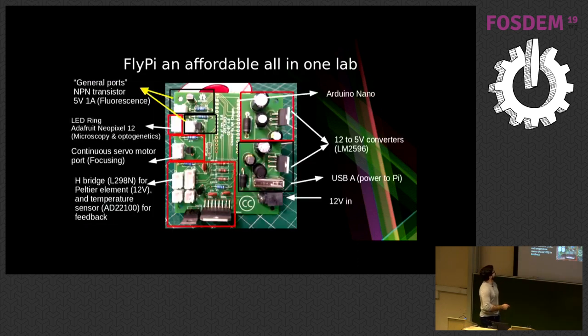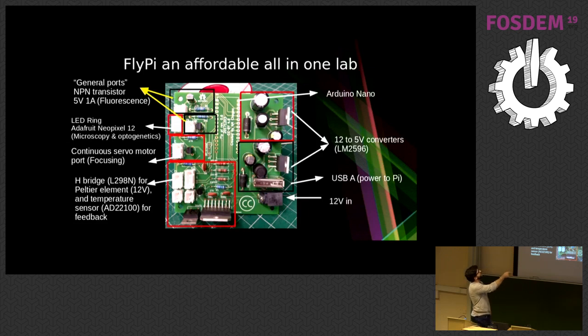This is how the PCB looks. It's basically a bunch of modules. You have 12 volts in. Then you have two power converters, one for the Raspberry Pi, which you can power from this USB exit here, and one for all of these other devices on the side. Here you can put in your Arduino Nano. This is an outdated version of the board, because it's not CC BY anymore for the hardware, but actually the CERN license.